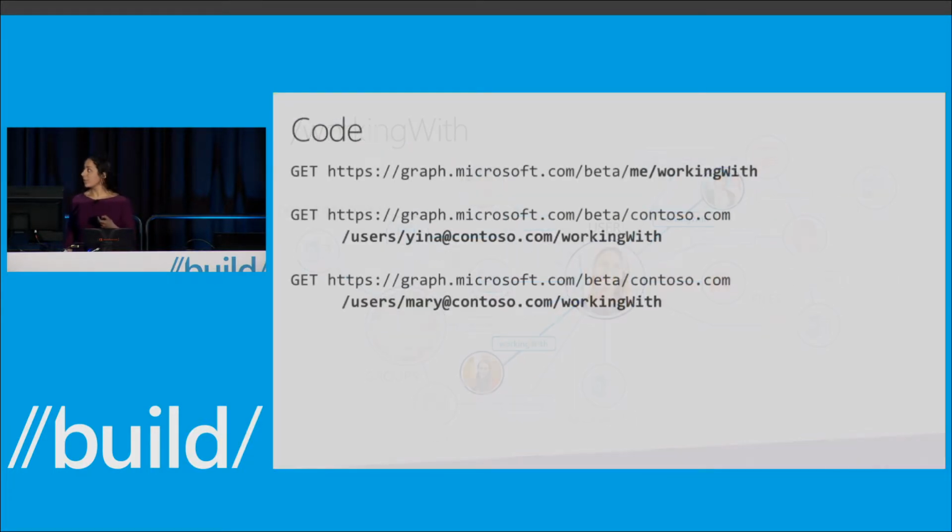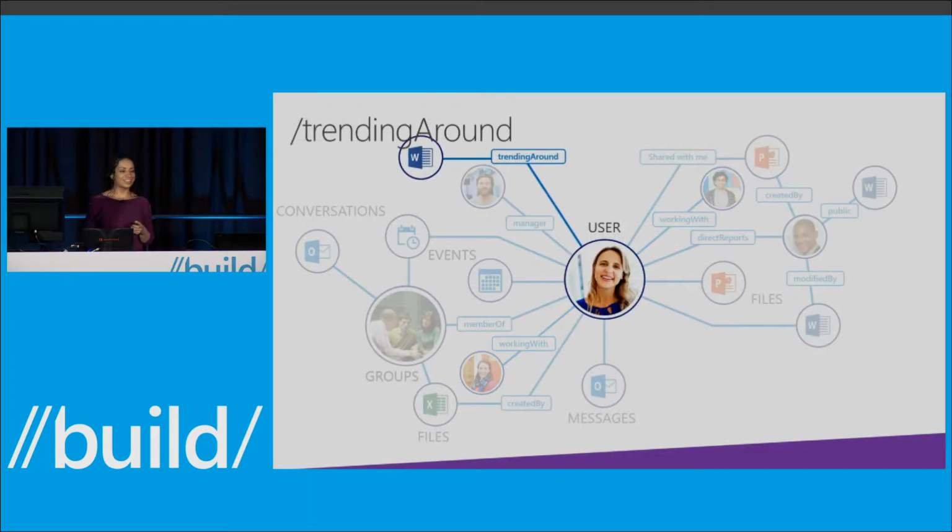The next one up is trending around. Trending around is the second insight that we have incorporated into the unified API. Trending around is the documents that are relevant to you in a particular time frame. This is calculated in a similar way to working with, but this time it is a people-to-document relationship. And we have not only the ability to access trending around for the signed-in user, but also for other users in the organization.